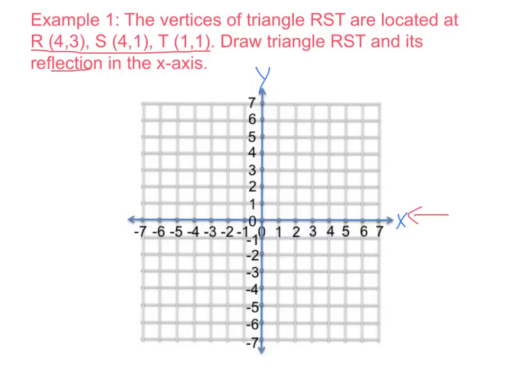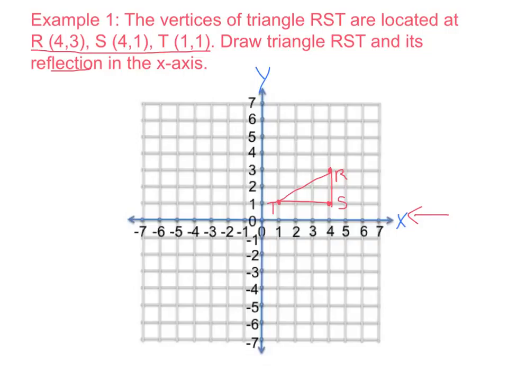Let's first start by plotting our points. The first point is at 4, 3. 4 and up to 3. That's R. Then I have 4 and up to 1. That's S. And the last one is 1 and up to 1. And that's T. Draw your triangle. It's a right triangle. Now, we're asked to reflect it.